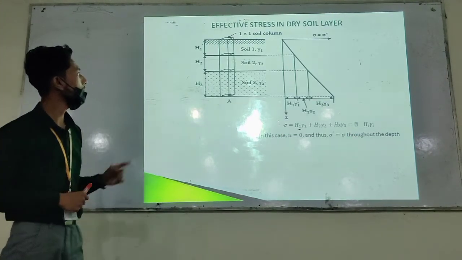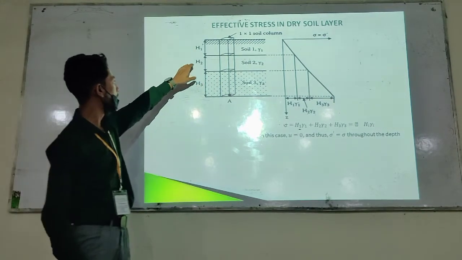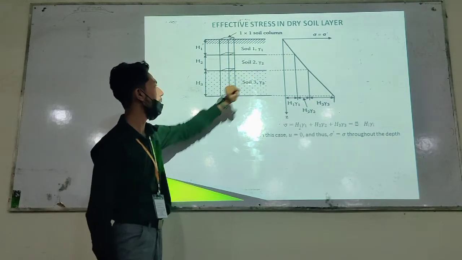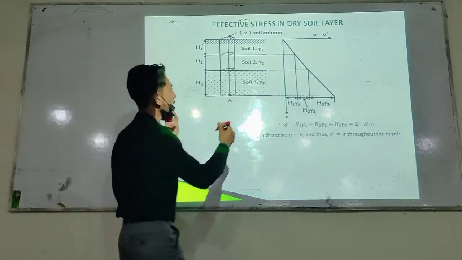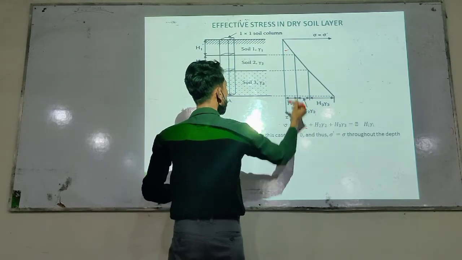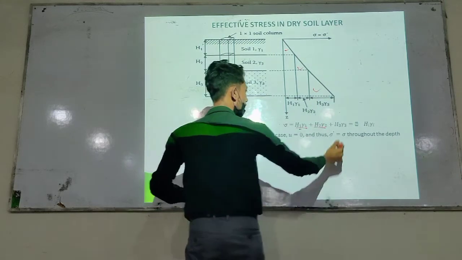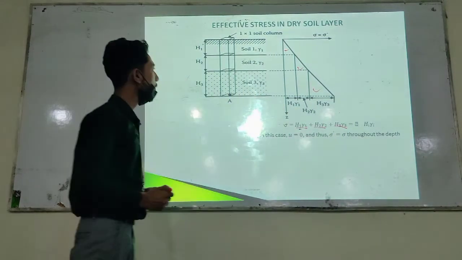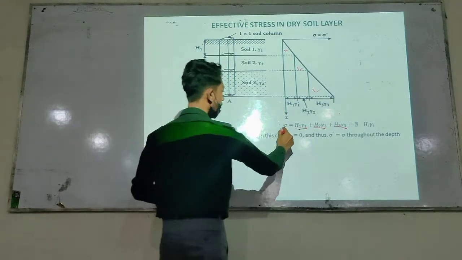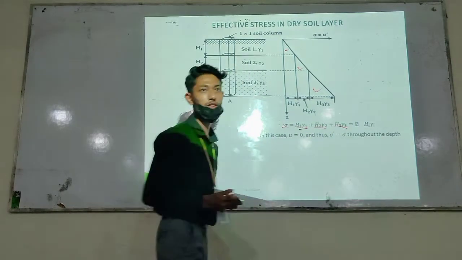In this part, we see a diagram of soil layers, which are H1, H2, and H3, and their unit weights are gamma 1, gamma 2, gamma 3, respectively. This portion is H1 gamma 1, this portion is H2 gamma 2, and this portion is H3 gamma 3. So we calculate the total stress by using this formula: sigma is equal to H1 gamma 1 plus H2 gamma 2 plus H3 gamma 3.